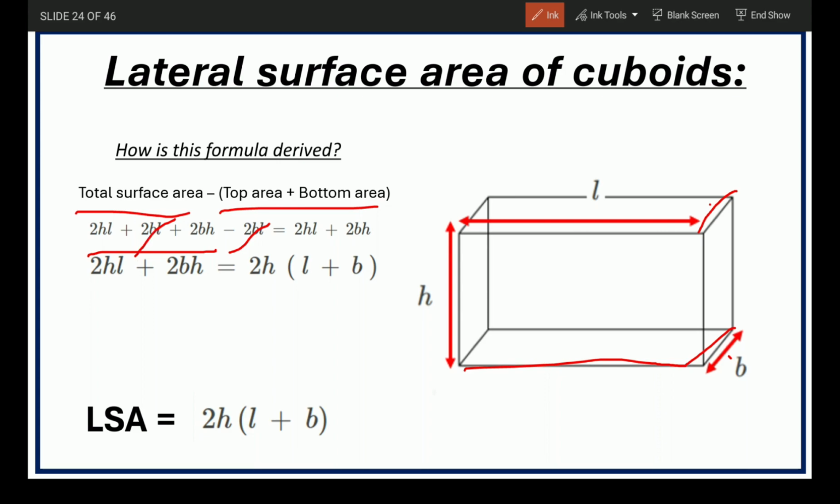and 2BH. Now, as you know, we always have to factorize. So take out the 2H, L plus B. So the lateral surface area is 2H into L plus B.